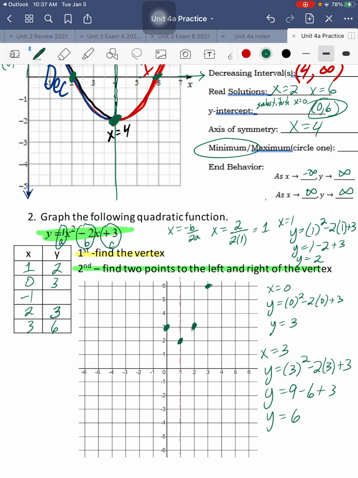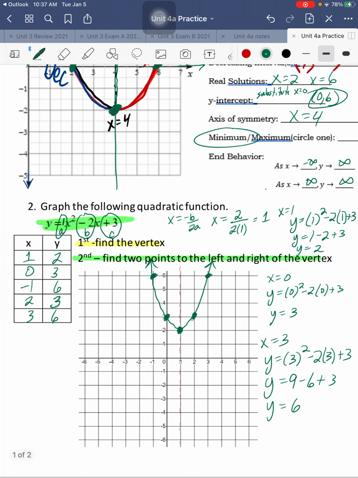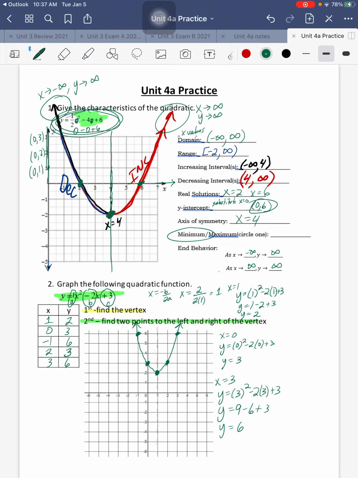And then since it's symmetrical, -1 is 2 away from the x value of the vertex, 1. So -1 also has to be at 6. And now let's draw our graph. Cool. And there's your graph.